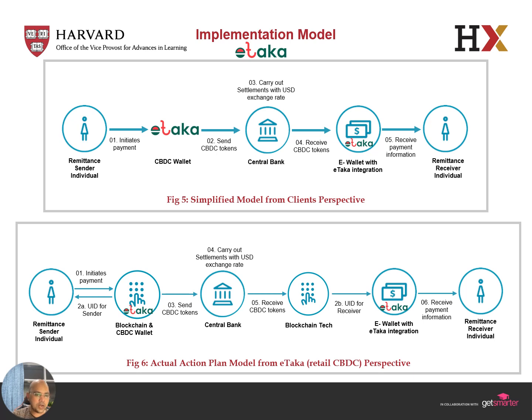Number one, when the sender sends the money in ITACA, the blockchain generates the UID. Then that CBDC token will be sent to Bangladesh Bank. Then when Bangladesh Bank's settlement is done and the exchange rate is done, it is sent again to the blockchain technology to verify the UID. When the UID is verified, it will automatically be sent to the receiver's e-wallet, and the receiver will receive the money. So that's the action model. The upper picture is from the client's perspective, and this one is the developer's perspective.